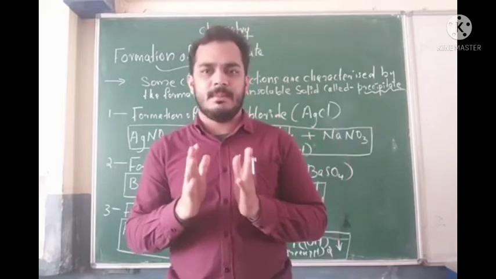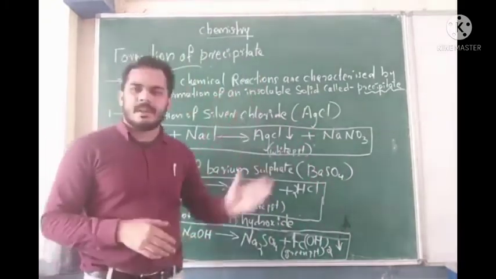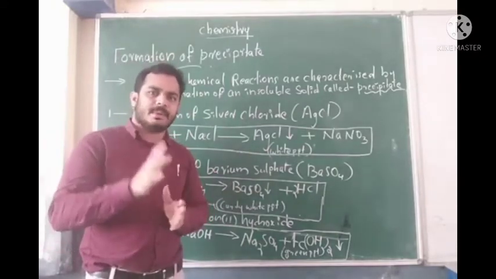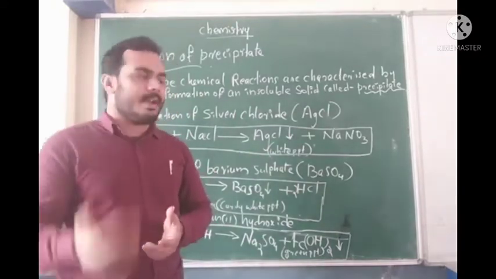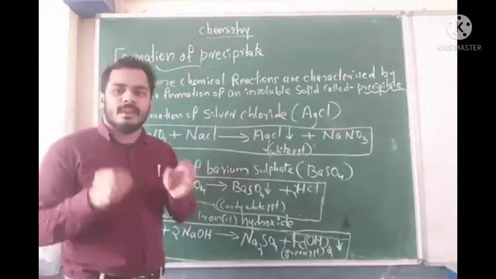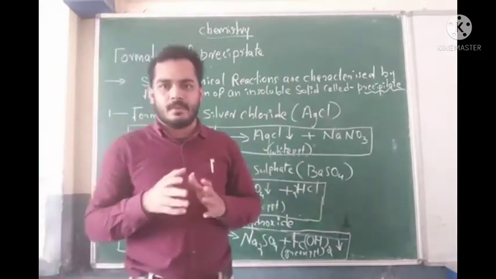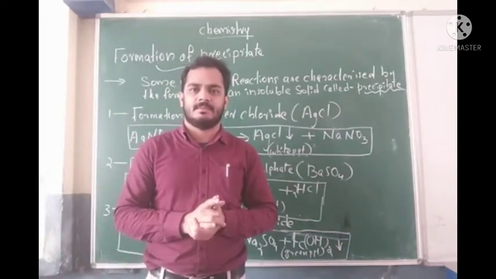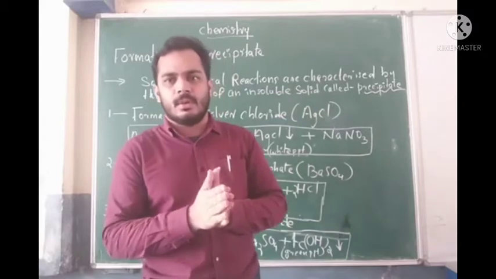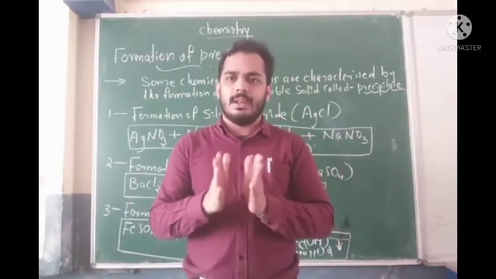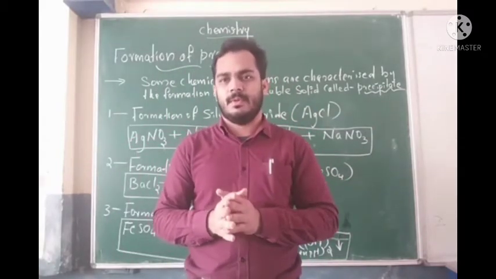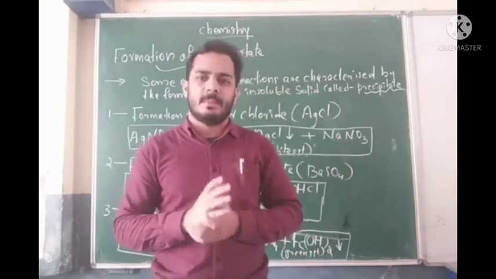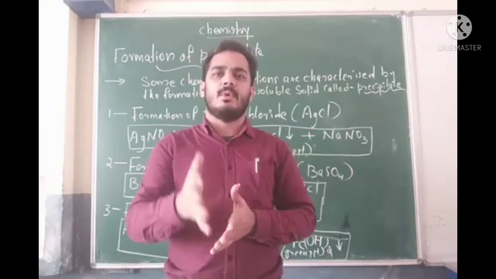Okay, the precipitate means some chemical reactions, not all the reactions, some chemical reactions are characterized by the formation of insoluble solid. Formation of insoluble solid is called precipitate. So only some chemical reactions form this type of precipitate. Let's see which types of chemical reactions form this type of precipitate and what is the color. Now I am going to explain.